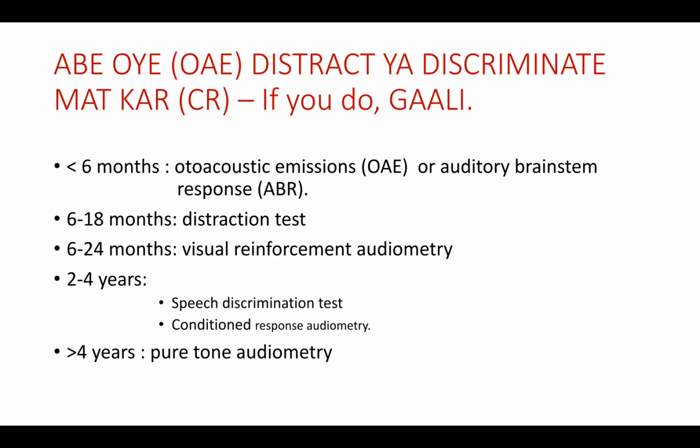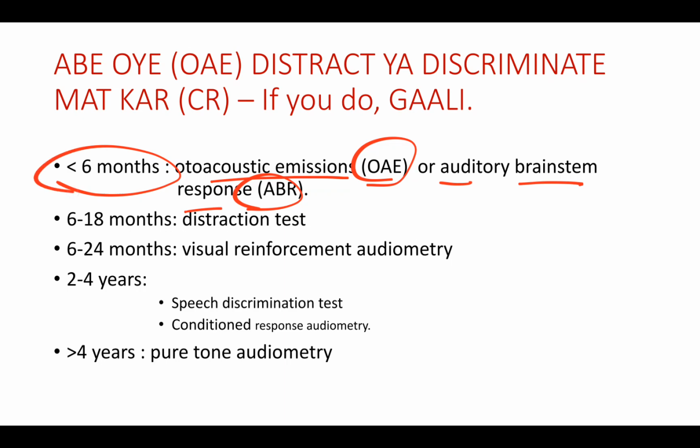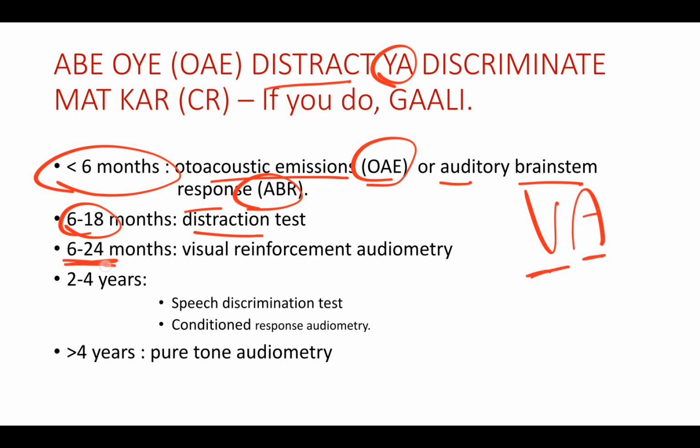So otoacoustic emissions, that is OAE, and ABE. ABE is nothing but auditory brainstem response, and OAE is nothing but otoacoustic emissions. That is done in children less than 6 months. Distraction test is 6 to 18 months, or you can also remember "ya" as VA instead. Visual reinforcement audiometry is in 6 to 24 months, but this is not that important, so you can just let it go if you don't have time.